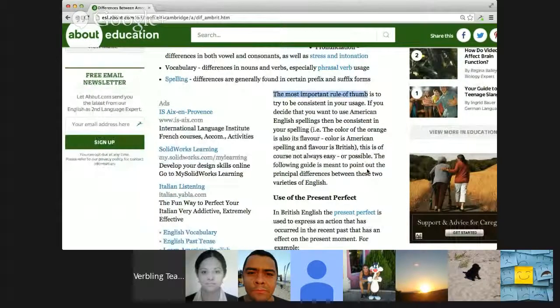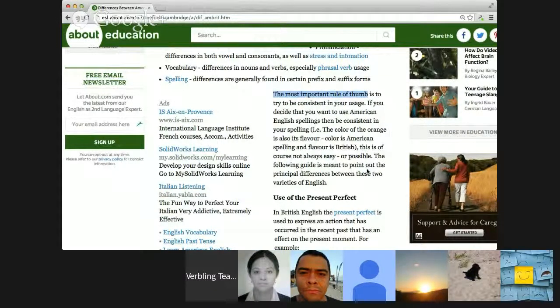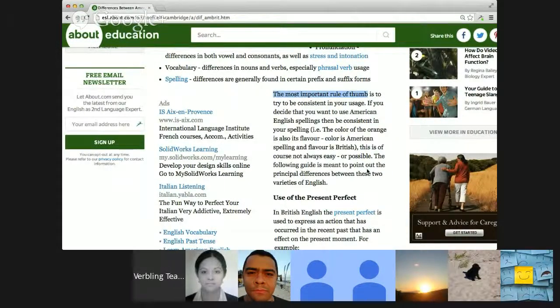Yes, the most important rule of thumb is to try to be consistent in your usage. If you decide that you want to use American English spellings, then be consistent in your spelling. Example, the color of the orange is also its flavor. Color is American spelling and flavor is British. This is, of course, not always easy or possible. The following guide is meant to point out the principal differences between these two varieties of English. Thank you, Aldona.